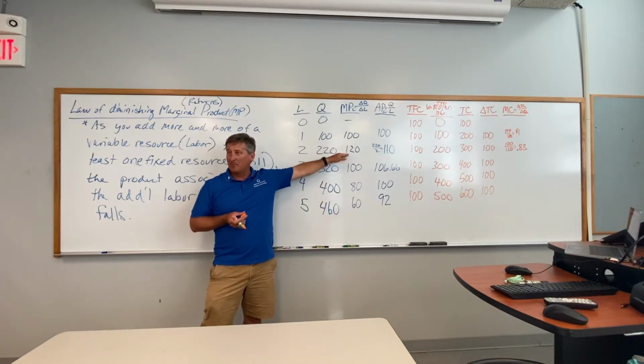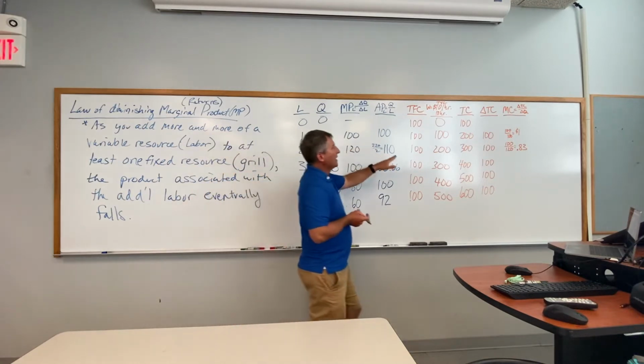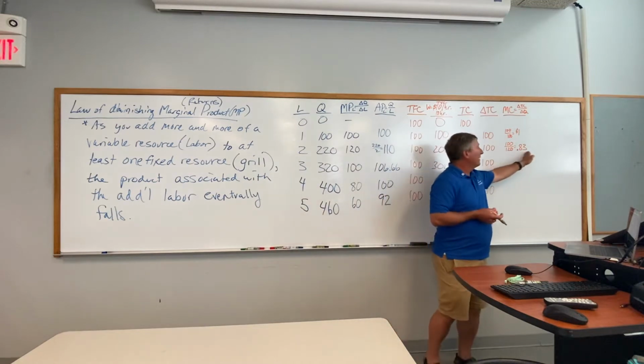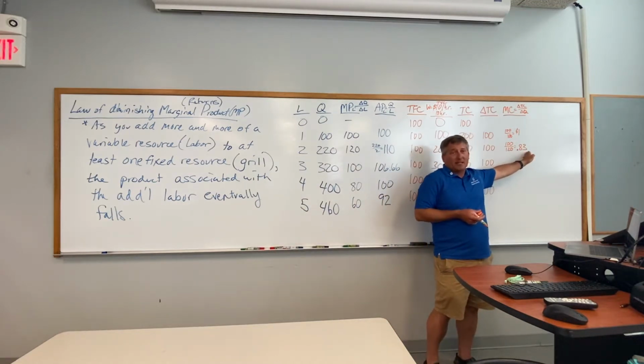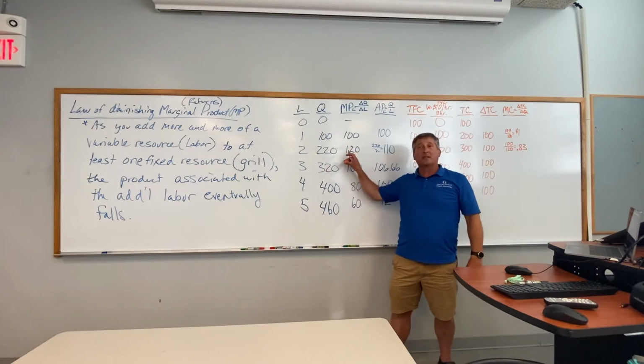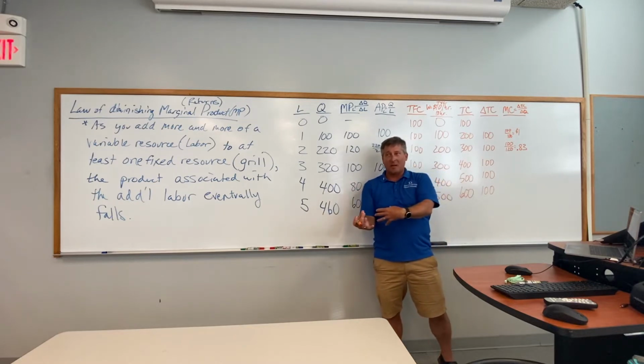Is that a good Russ to buy, his labor? Yeah, right? That was a deal. That was a really good deal. And so at the margin, those extra hamburgers were only 83 cents when I hired the second Russ, because that Russ was more productive, still identical, more productive because of specialization of labor.